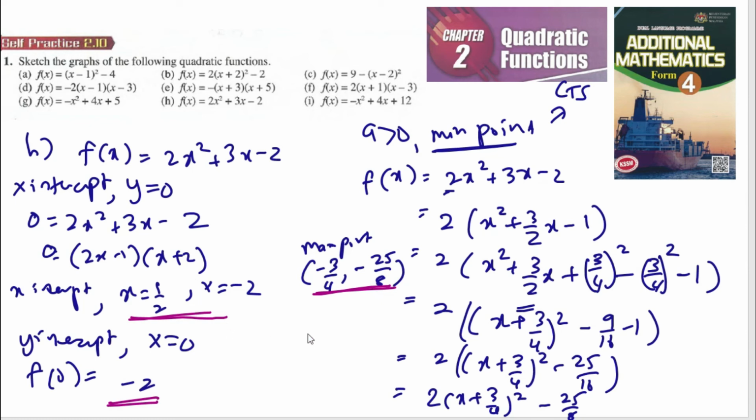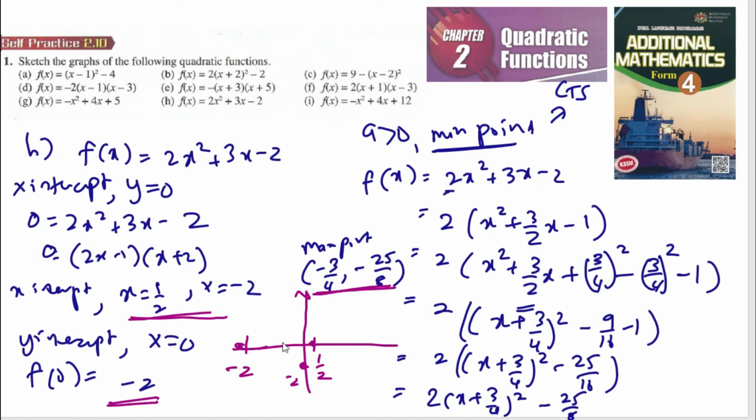So we see here, this is more to negative 2. So this one should be a half, and this one should be negative 2. So we have these 2 points. And then the y-intercept is negative 2, so maybe around here, negative 2. And then the minimum point is negative 3 over 4.